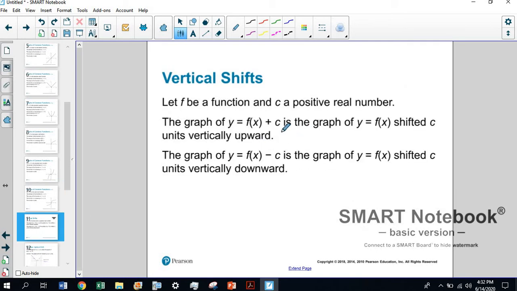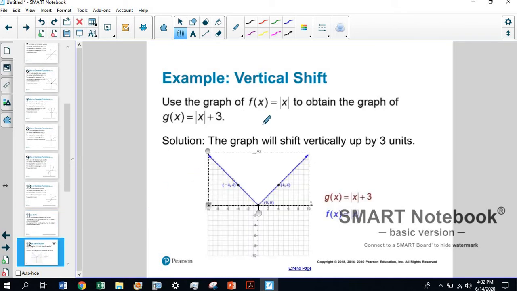A vertical shift is when you add or subtract a number outside of the function. So you do the function first and then you add or subtract at the very end. That is why it is a vertical shift, because it is changing the y values. Y moves up and down. Okay, so for an example, if you have the absolute value of x function, what does the absolute value of x plus 3 look like? The plus 3 is outside of the graph.